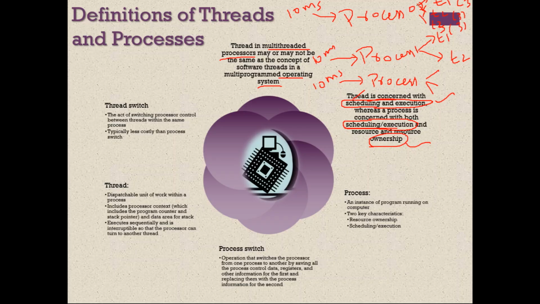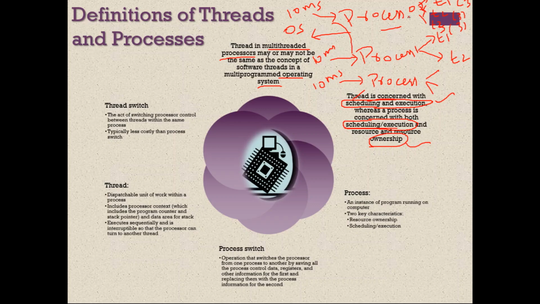When there is a context switch from T1 to T2, or T2 to T3, or again from T3 to T1, all these things can be taken care of by process 0 itself. But context switching from one process to another process will be taken care of by the operating system. Right? Context switching from one process to another process is actually a costly operation.